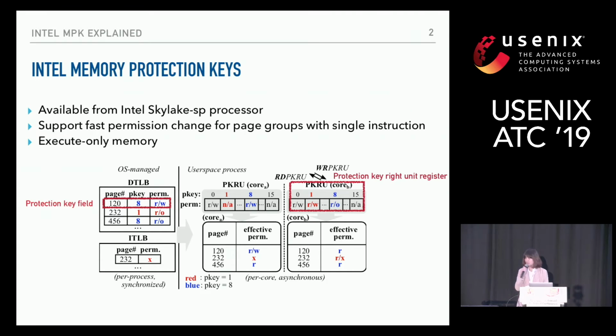Broadly speaking, Intel Memory Protection Key consists of 3 components: the protection key field in the page table entry, the protection key rights register (PKRU), which stores permissions for page groups, and an instruction set such as WRPKRU and RDPKRU, which access the PKRU register.